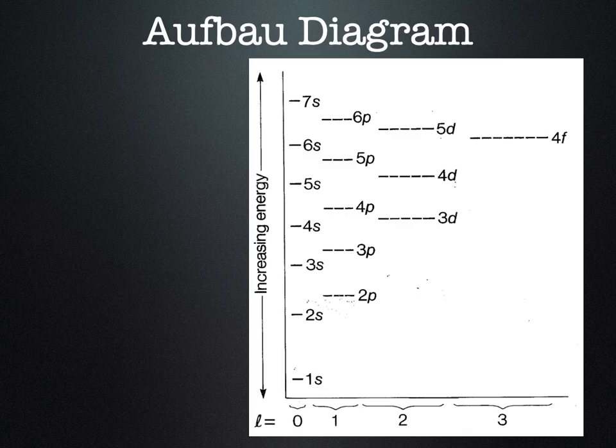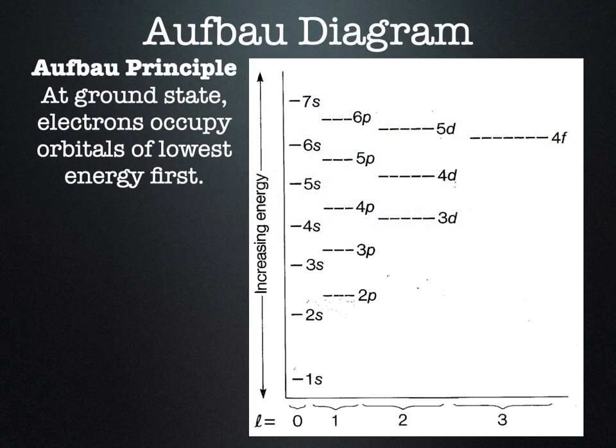If you're asked to do an electron configuration, look on the periodic table, find the number of electrons, and follow this set of rules to put the arrows in boxes. First rule, same name as the diagram itself, is the Aufbau principle. Ground state is the lowest possible energy an atom can have. So at ground state, electrons occupy orbitals of lowest energy first.